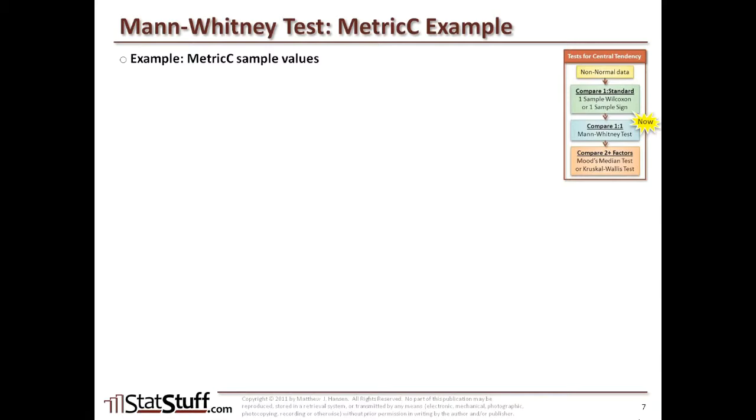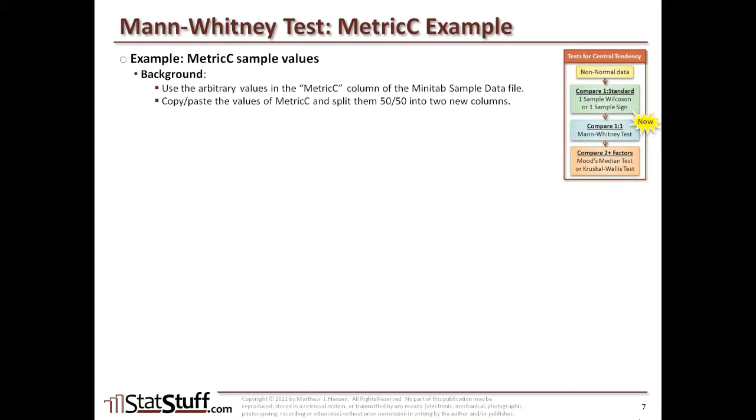All right, now let's go through an example of the Mann-Whitney test. In this example, we're going to be using metric C for our sample values for the test. As a background, we're going to use that metric C column that's a part of the Minitab sample data file that's provided on the website. Now, we need to set this up in one way. As I illustrated before, the Mann-Whitney test is expecting the values to be in one column for one group and another column for the second group that you're comparing. However, metric C is all within one column.